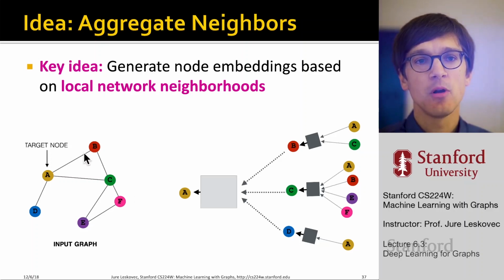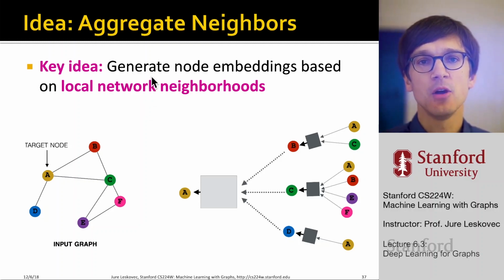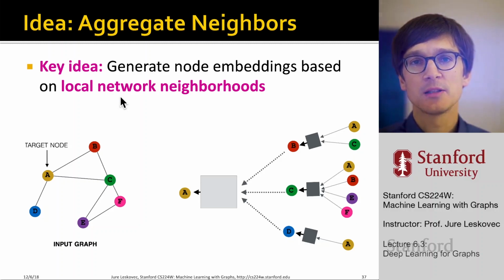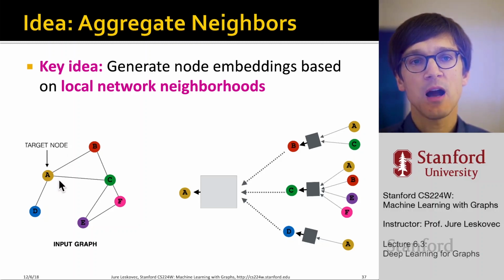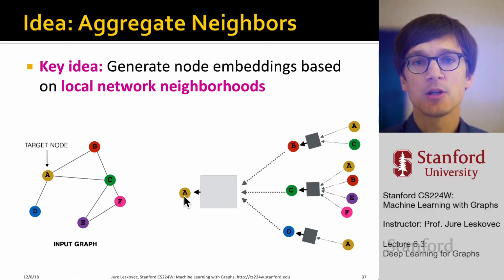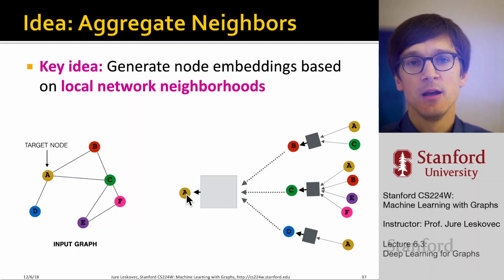Consider here a very small input graph on 6 nodes. The key idea is that we want to generate node embeddings based on the local structure of the neighborhood around that target node. So for this input graph, and this is the target node, here is the structure of the neural network that is going to make the computation to be able to make a prediction for node A. Let me explain why this neural network has this structure. The reason is that node A is going to take information from its neighbors in the network, B, C, and D. So here are B, C, and D.